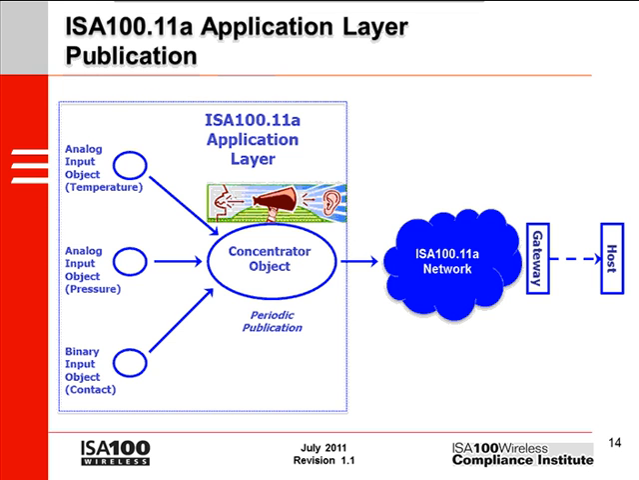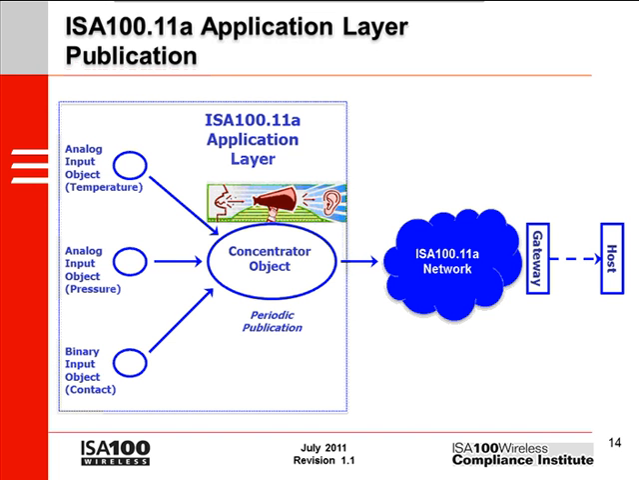This picture shows a publication. Publication is one very important concept in the ISA100 application layer. Normally, most of the actual network traffic will be publications. What exactly is publication in ISA100? Publication is the periodic reporting of some information across the ISA100 network.